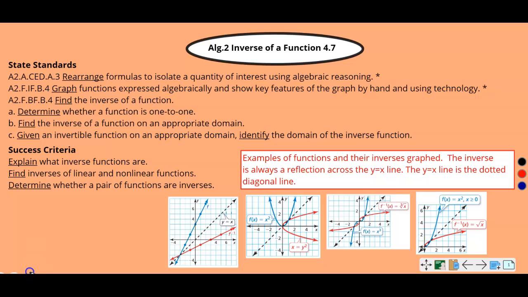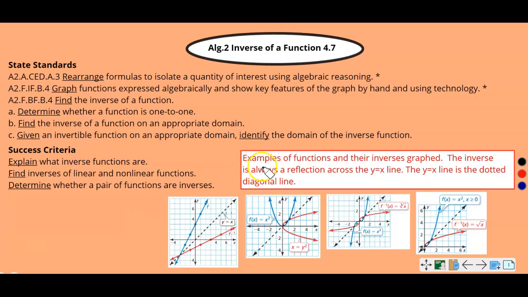Inverse of a function. All right, this is something that I actually enjoy doing. This is something that hopefully you enjoy doing as well. But anyways, here are the state standards. To be successful today, you need to be able to explain what inverse functions are, find inverses of linear and nonlinear functions, and determine whether a pair of functions are inverses.